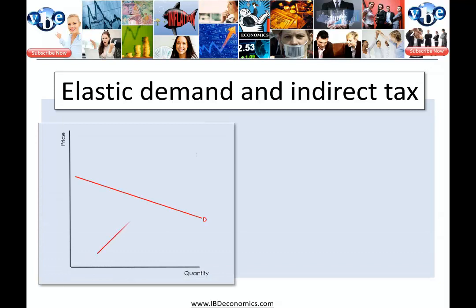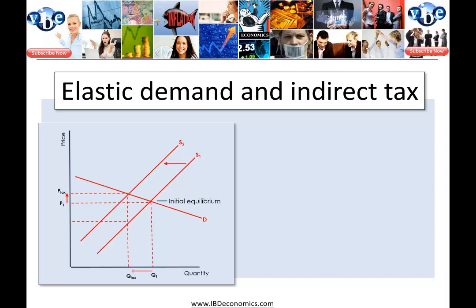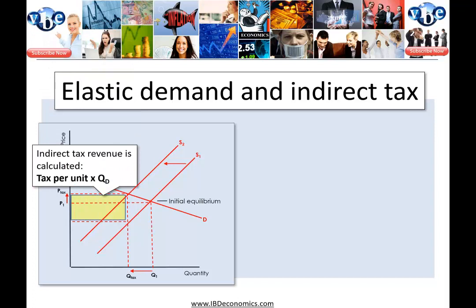Okay, so if we have elastic demand, which is indicated by the relatively shallow sloping demand curve there, a relatively flat demand curve we say. Now we know that an indirect tax is going to decrease supply. It's going to shift the supply curve to the left. Now we can calculate indirect tax revenue: tax per unit times quantity demanded.